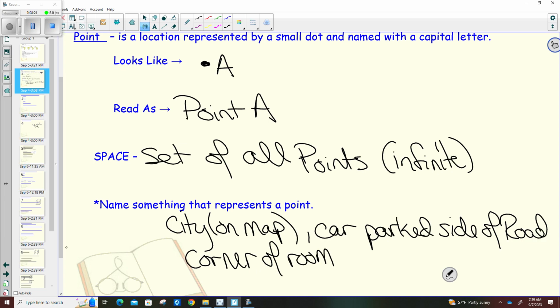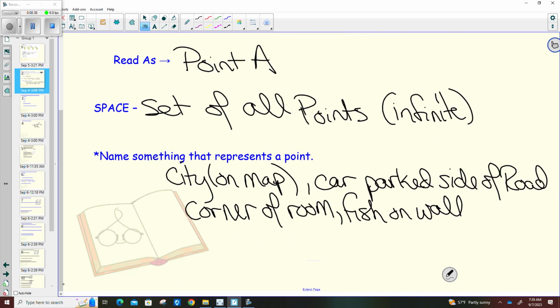Anybody got anything else? Fish on the wall. Love it. So pretty much anything's a point, right? A boat on a radar. Love it. Absolutely, because you're thinking of the radar screen, the boat moving is just a single dot. Do you have to have all of those? No. It's just to get your mind thinking about what exactly a point is.